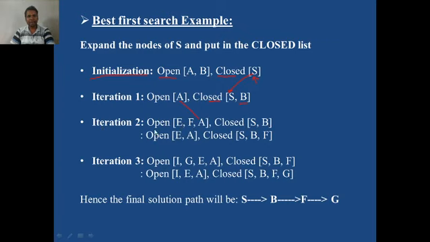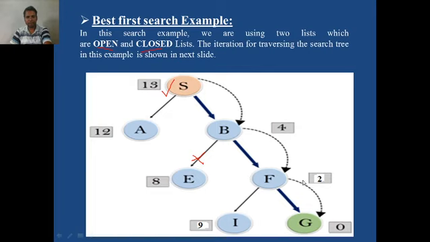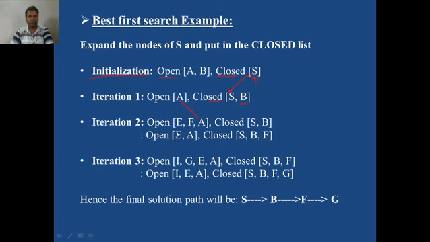Okay, at the start of iteration 2, E and F are added in the open list, and out of this E and F, the cost associated with F is less. That's why F is put in the closed list and E is kept in the open list. That is what you will find here. F is put in the closed list and E and A are maintained in the open list. That means E and A are the nodes which are not explored, not traversed, not expanded.